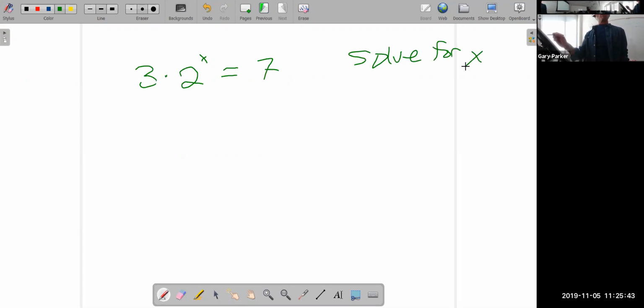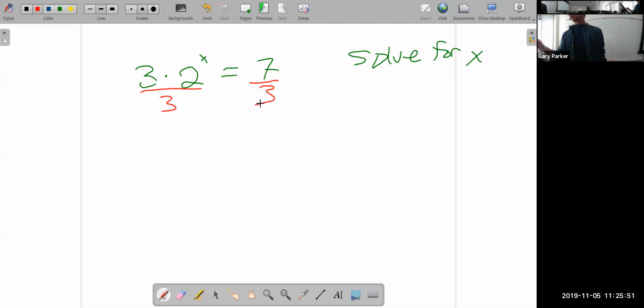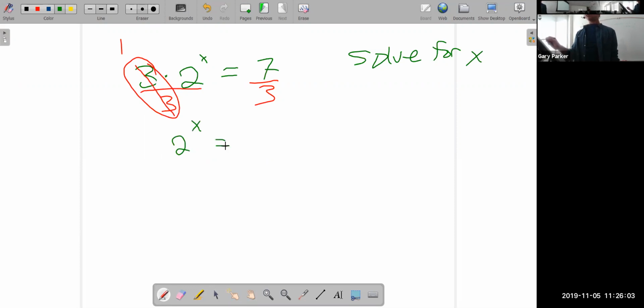Before I can get that power down, I got to get rid of the multiplication. That's got to go first. So my first step here is to divide by 3. Now on the left-hand side, I have a number divided by itself, which is 1. 1 times 2 to the x is just 2 to the x. On the other side, I have 7/3. I got a couple options on 7/3. I could leave it alone. I could change it to a mixed number, or I could plug it into my calculator. My recommendation would be leave it alone, but I'm going to try the calculator, see what happens.